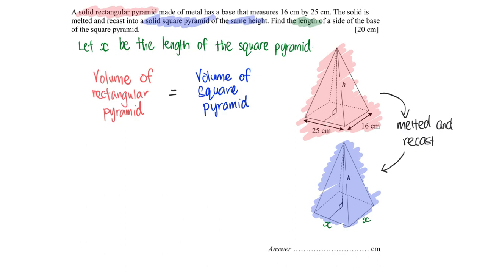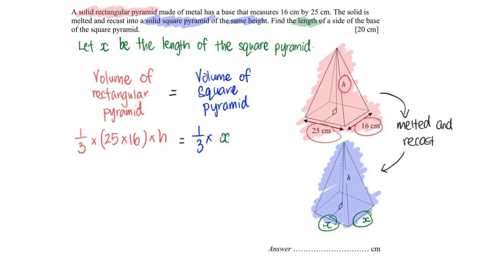Okay, so for the rectangular pyramid, one third times base area. How do we find the area of a rectangle? Yep, 25 times 16. Height is h. They've given us. One third times, what's the base area of a square? x times x is x squared, multiplied by the same h.